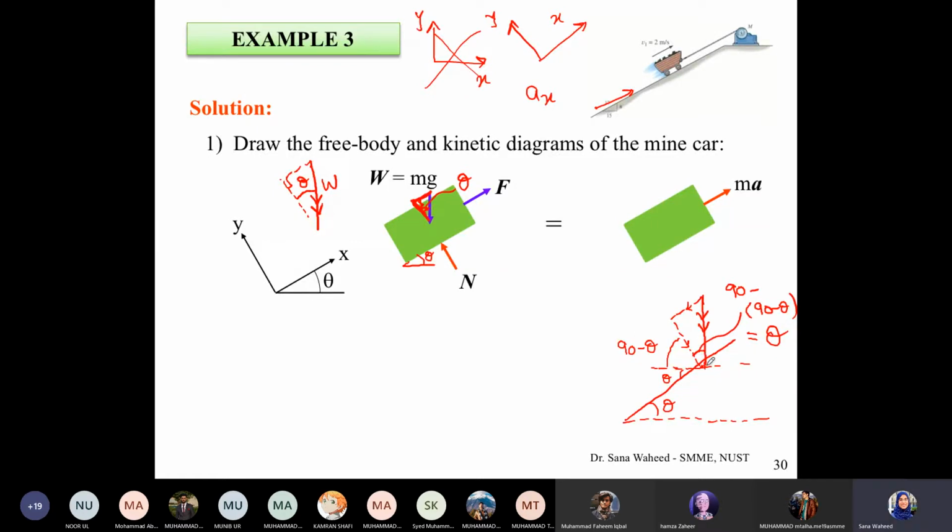Right. Is this clear, or has my diagram made it even more unclear? Ma'am, please explain this last step. You didn't understand the last step. Okay. Let me change the color then.